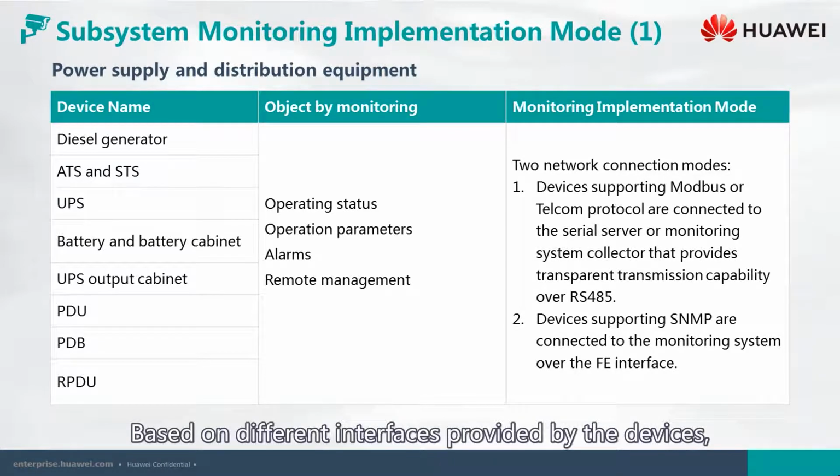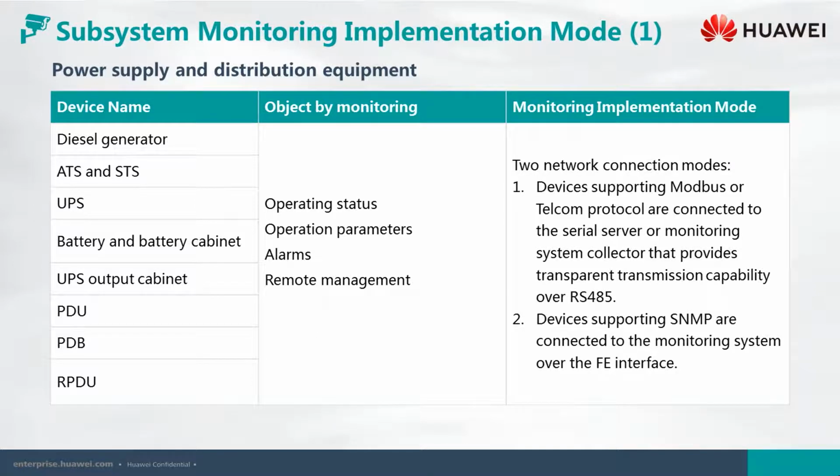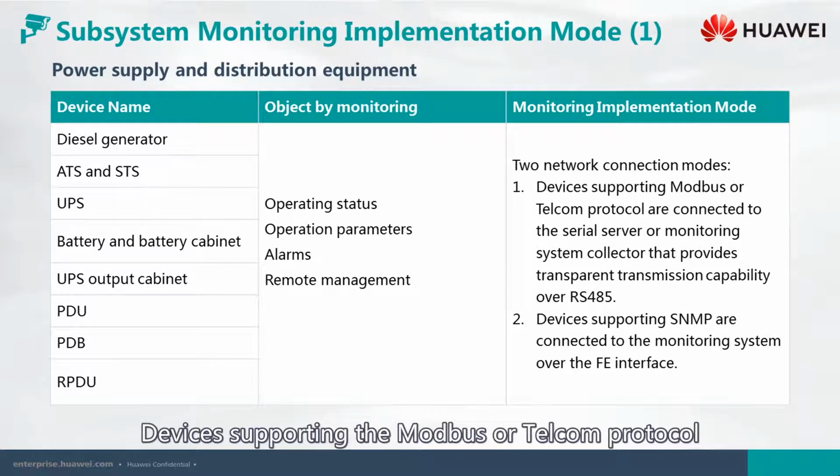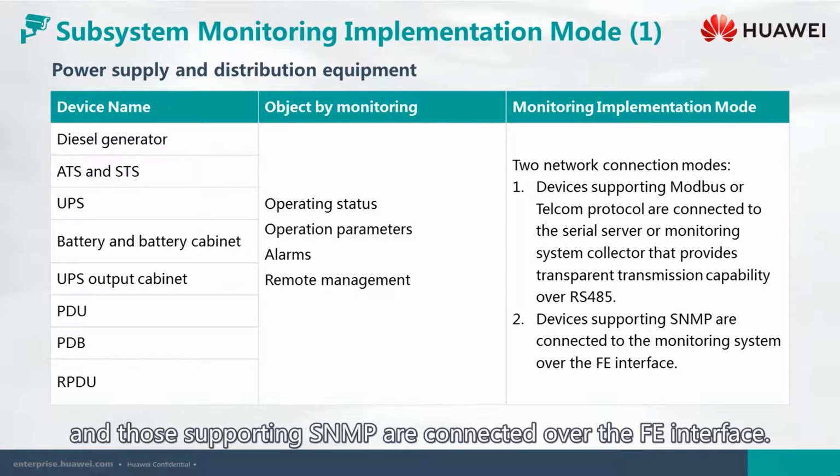Based on different interfaces provided by the devices, the solution usually provides 2 network connection modes. Devices supporting the Modbus or telecom protocol are connected to the serial server or monitoring system collector over RS485, and those supporting SNMP are connected over the FE interface.